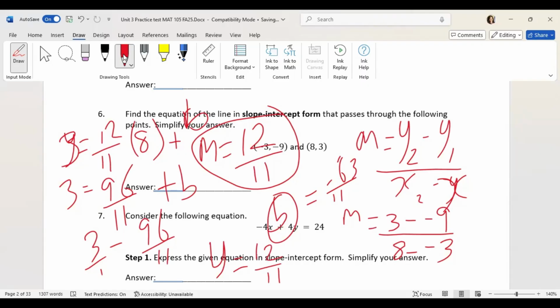All right, and we have the y-intercept as negative 63 over 11. If we try to do it using the point slope formula, we get the same answer, hopefully. Did anybody use point slope formula? Did we have the same answer? I think if you use point slope formula, you get the same thing.